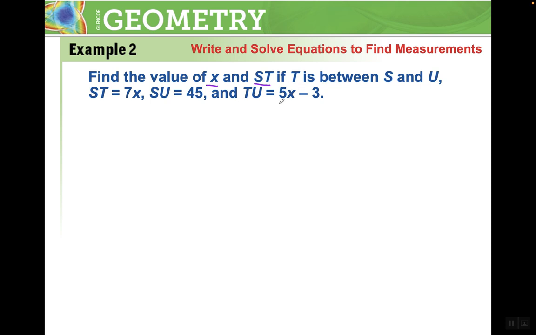It says if T is between S and U, so I'm going to draw a not so straight segment. I'm going to make it very long, and we're pretending it's straight. So if T is between S and U, so we'll call this T, and this S, and this U, and it just says between. It doesn't say that it's an equal length or anything. And it says ST is 7x, so this much here. And SU, that's the whole thing. Wow, my drawing is great. Is 45. And TU is 5x minus 3.